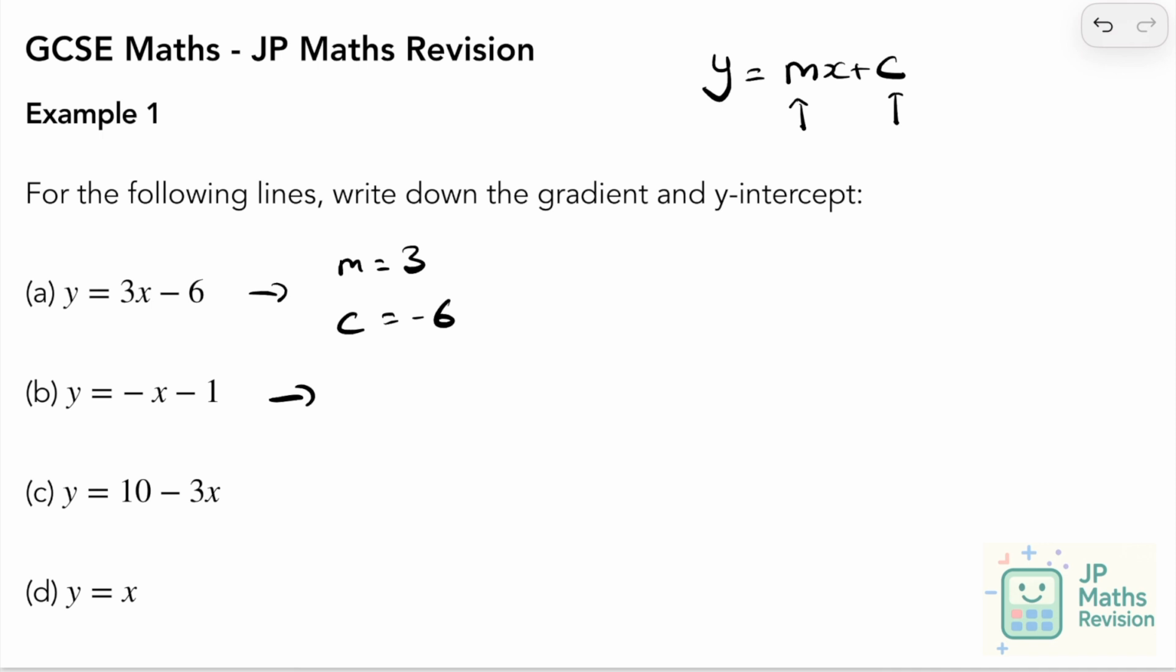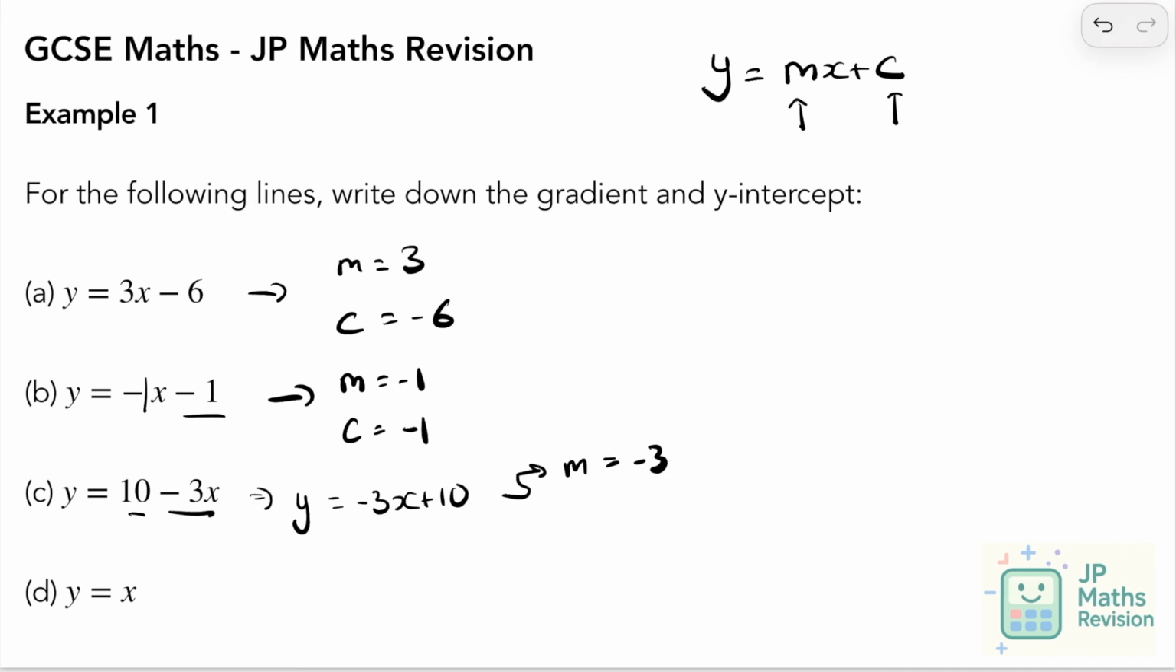This next one here, the coefficient of x is going to be the gradient. So this time, because if we imagine there's a minus 1 here, the gradient is minus 1. And then the y-intercept is also going to be minus 1 because we have the number minus 1 on the end. So this next part C, it's written slightly differently. So if I rewrite this to put it in the form y equals mx plus c, I have y equals minus 3x plus 10. So I've just swapped places of the minus 3x and the 10. So I can see that the gradient is minus 3 because that's the coefficient of x, and the y-intercept is going to be 10 because that's the number next to it.